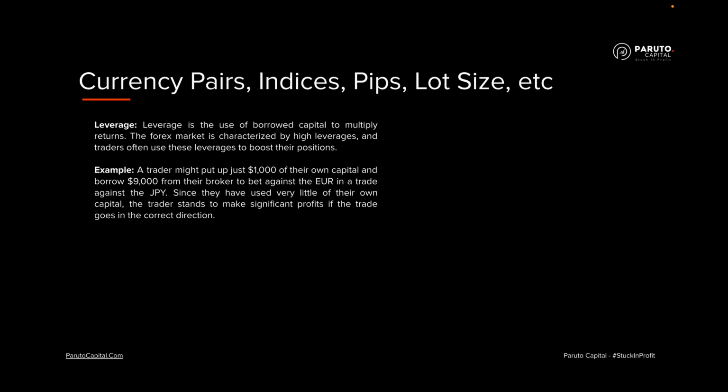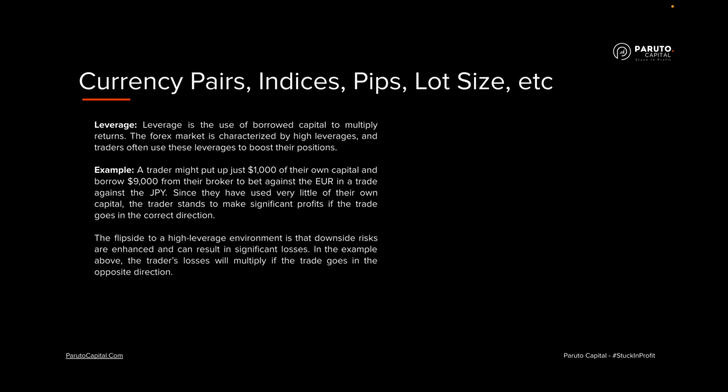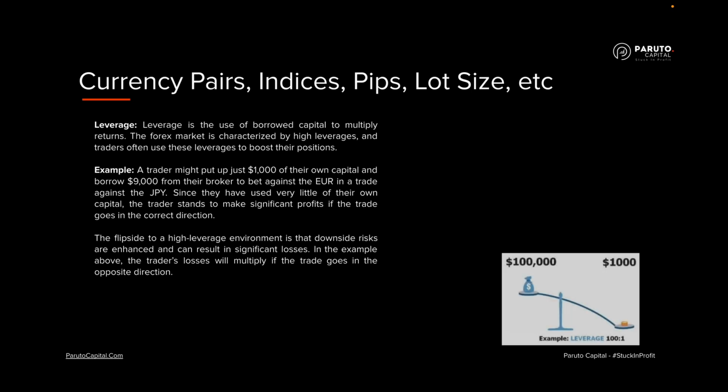Now, a trader might put up just $1,000 of their own capital and borrow $9,000 from their broker to bet on the euro in a trade against the JPY. Since they have used very little of their own capital, the trader stands to make significant profits if the trade goes in the correct direction. Of course, if the trade goes in the other direction, you're also going to face a lot of risk. Okay? Now, this is just an example of what leverage is about.